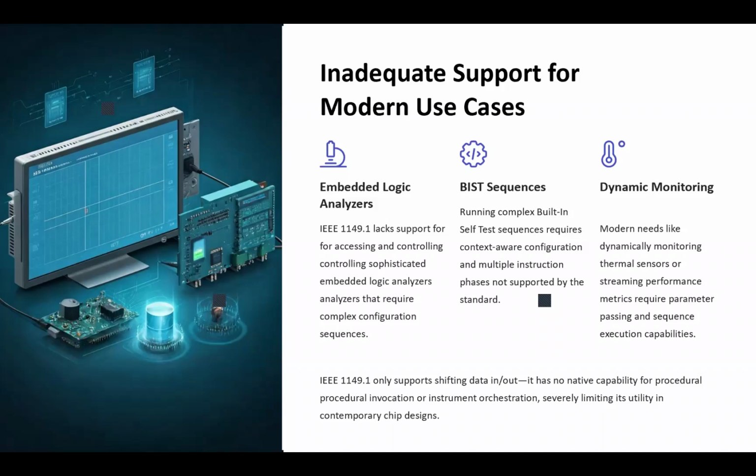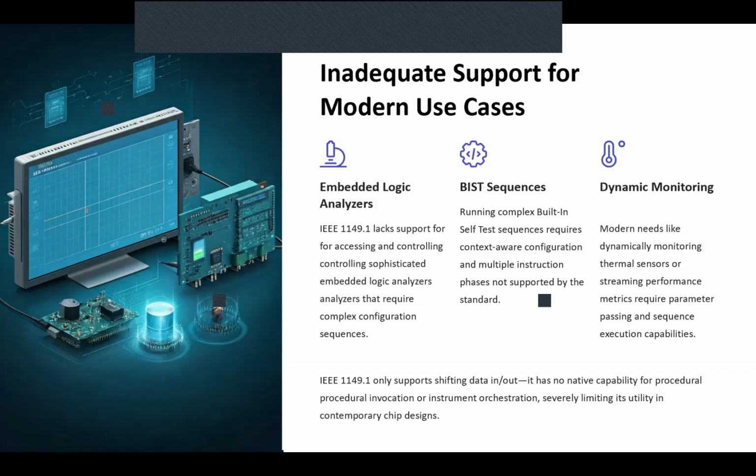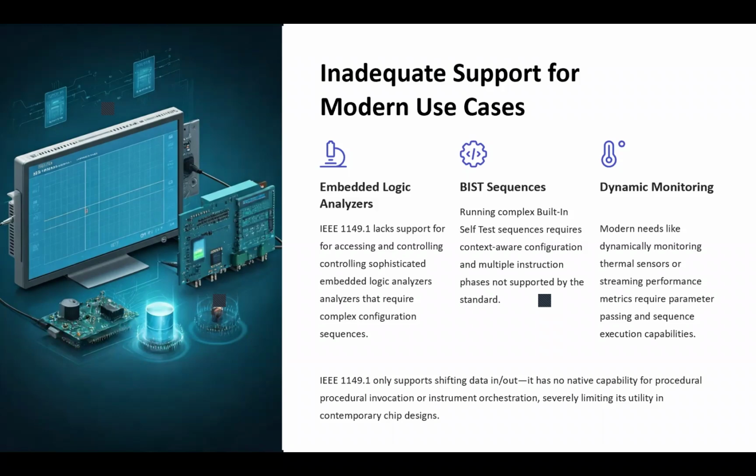Another fact is that running complex built-in self-test sequences, BIST sequences, requires context-aware configuration and multiple instruction phases, which is not supported by 1149 Part 1. BIST is like a self-checkup feature inside the chip, and when we want to use it, we must first set the parameters like test patterns and timing, then start the test, and finally read the results. But the 1149 Part 1 standard lacks the ability to handle this step-by-step sequence, because it only knows how to shift bits in and out with no memory of prior actions.